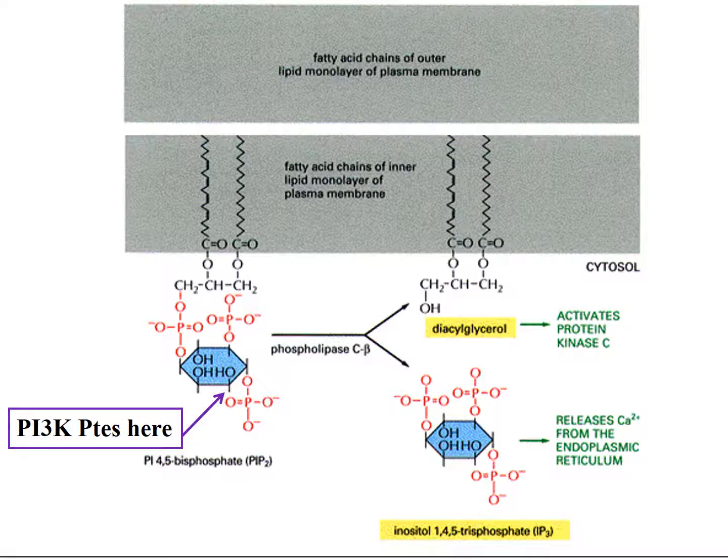Inositol 1,4,5 triphosphate IP3. Chemists name these carbons, carbon 1 to what is it? 5. So this is 1. What is this? 4. So it's 1, 2, 3, 4, 5. So it goes in a counterclockwise position. So that's why it's called 1, 4, 5 triphosphate.